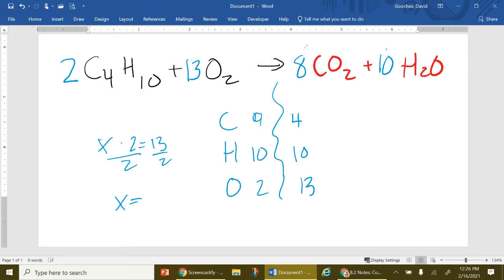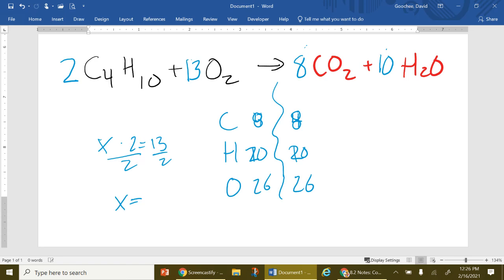But everything's been doubled. So now we've got 8 carbons and 8 carbons. We have got 20 hydrogens. Okay? We have got 26 oxygens on this side and 26 oxygens on that side. So that's something to keep in mind.